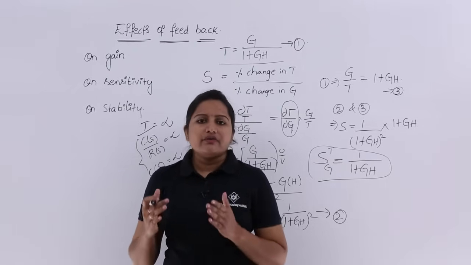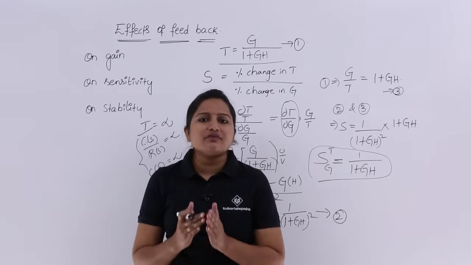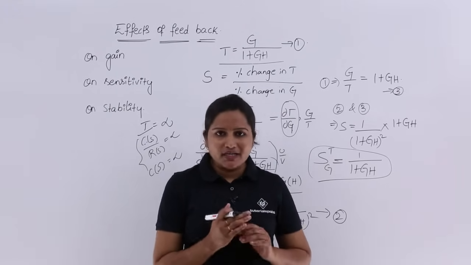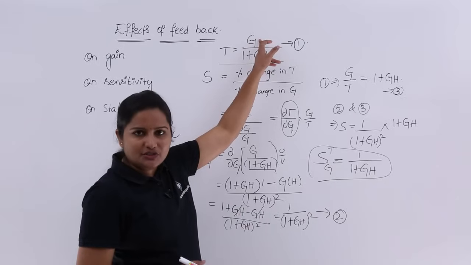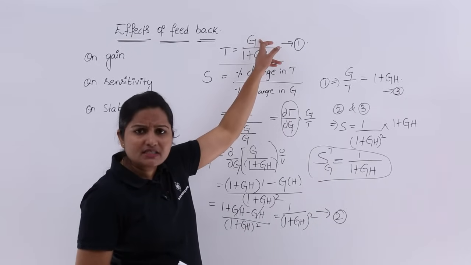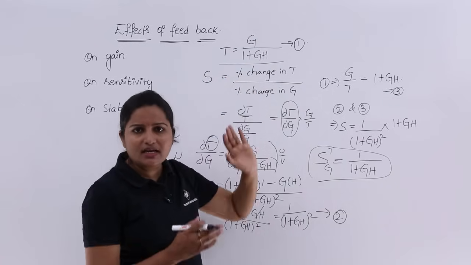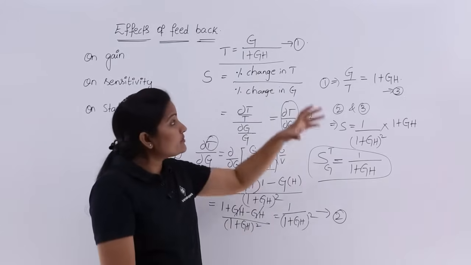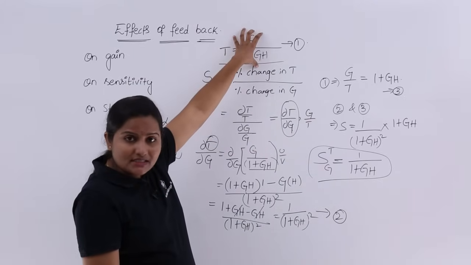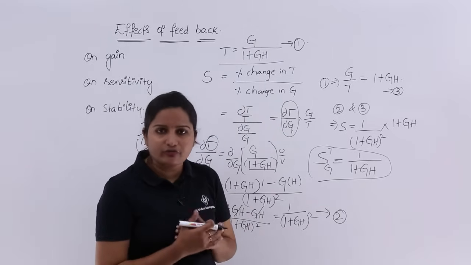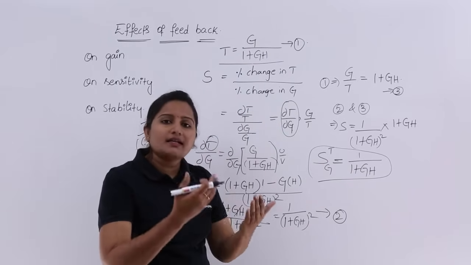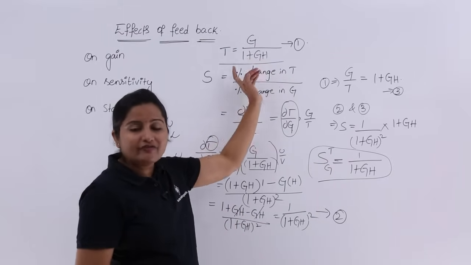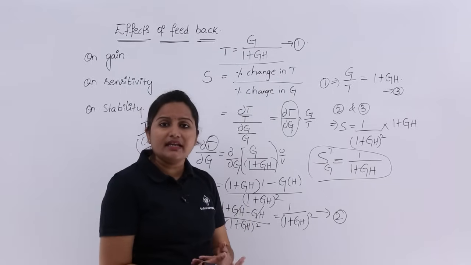So, by this class we came to know that the overall gain of the system is going to be affected by the feedback of the system. Generally, the gain of the system is G. For an open loop system, you are just having gain G. But whenever you are having a closed loop system, your overall gain is equivalent to G by 1 plus GH for negative feedback. So, the overall gain of the system is affected by the feedback. If the feedback increases, the overall gain is going to decrease.